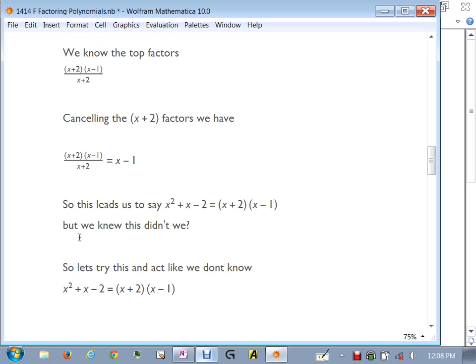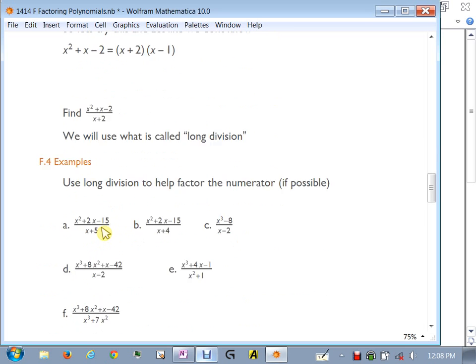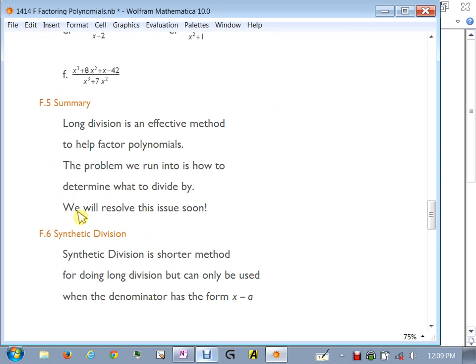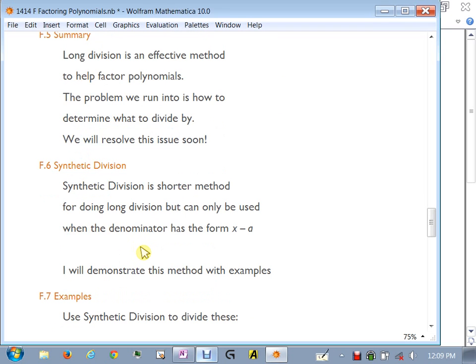So that's a major roadblock for us: the long division will help us factor, but we have to know what we can divide by to get this thing to work out. That will come later, all right? We will resolve that issue soon. Before we get to that, there is a shorter form of division called synthetic division.